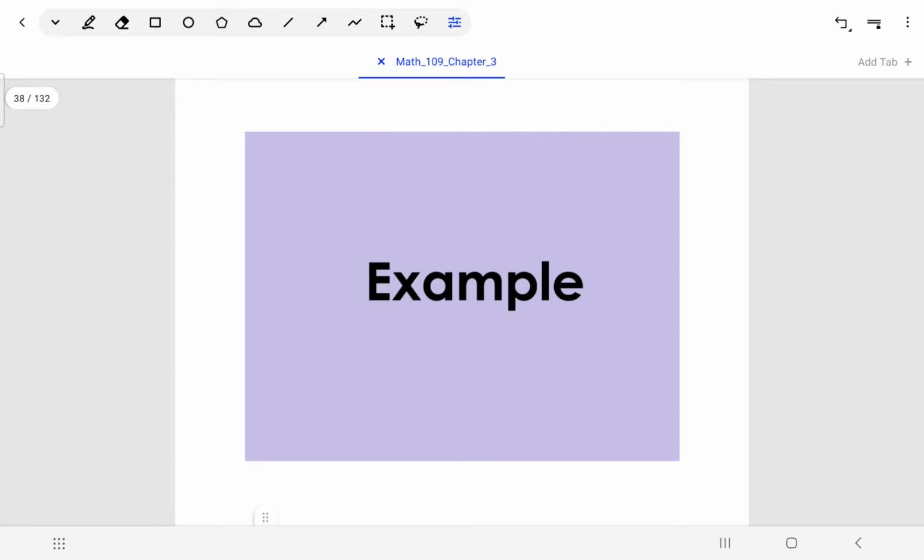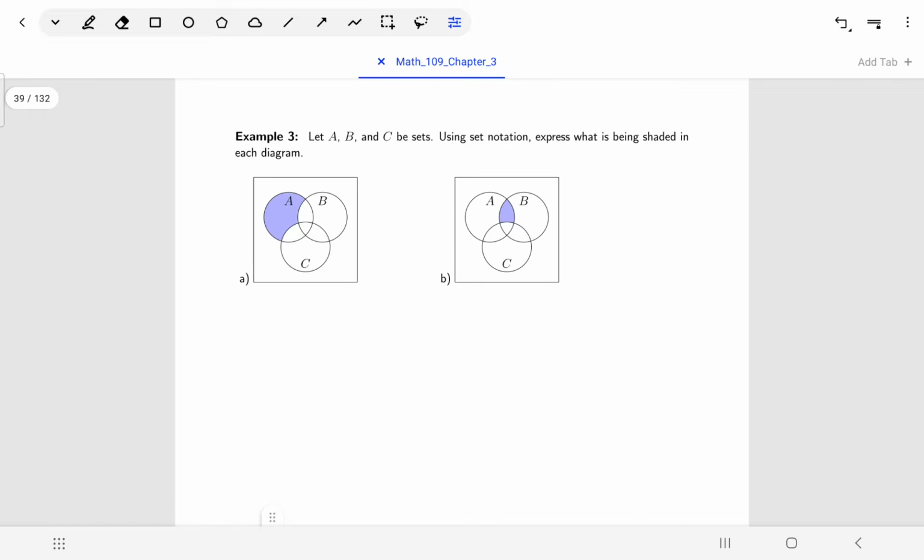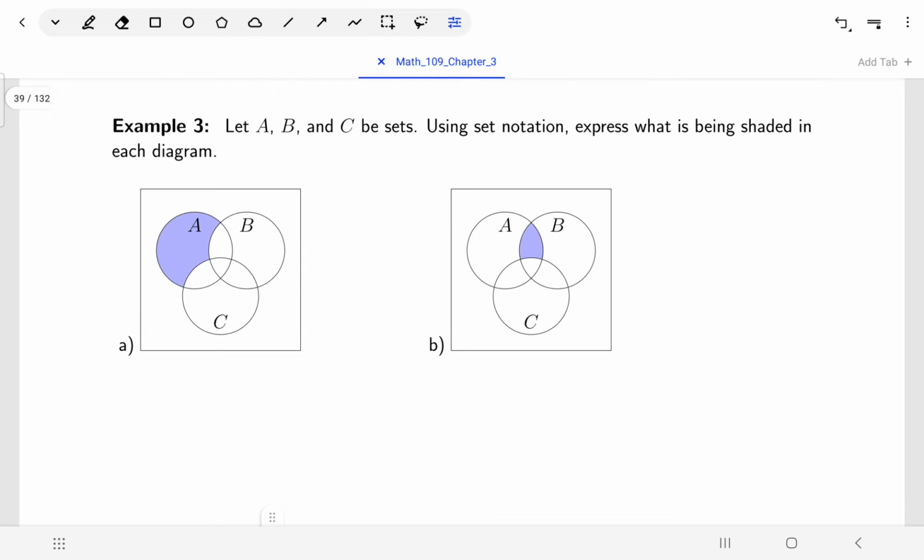Welcome back. Let's do another example, this time involving three sets. So we've got sets A, B, and C, and we'd like to describe who has been shaded. If it's just one shaded region, then we can use the same technique that we used previously, which is to describe where are we in terms of all the sets.